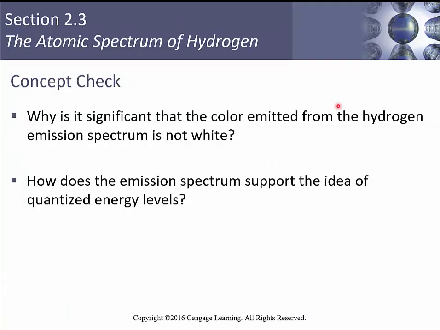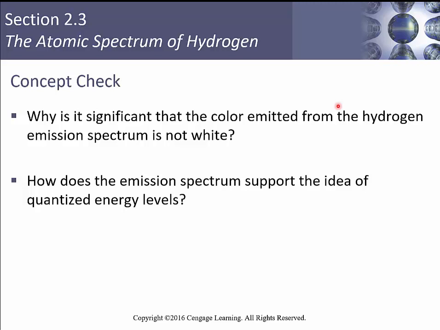So why is it significant that the color emitted from a hydrogen emission spectrum is not white? That's because it is showing us that the emission of those photons is coming in discrete energy levels, because we only have 4 visible transitions, meaning there's only 4 visible levels, and that they're always going from one level to another, and that energy difference is always the same because the color is always the same.